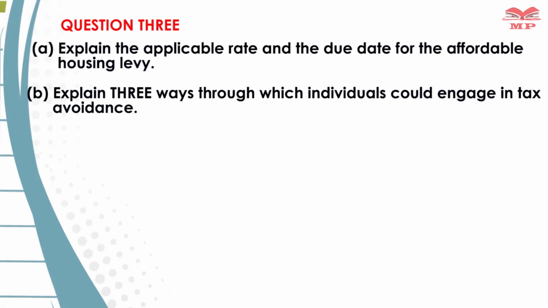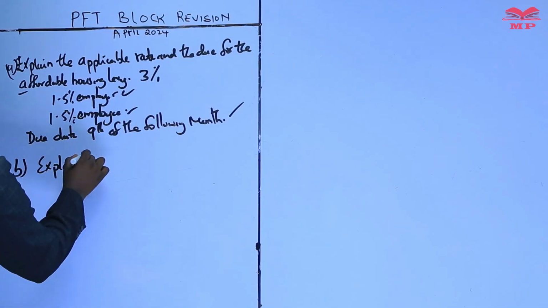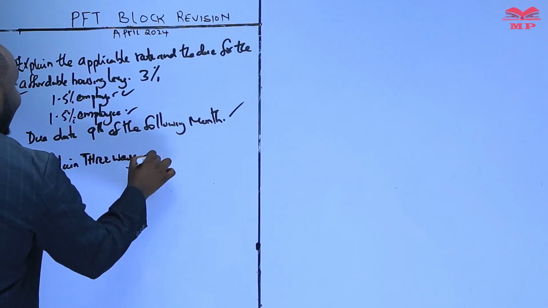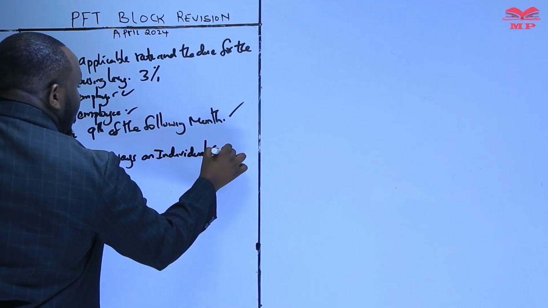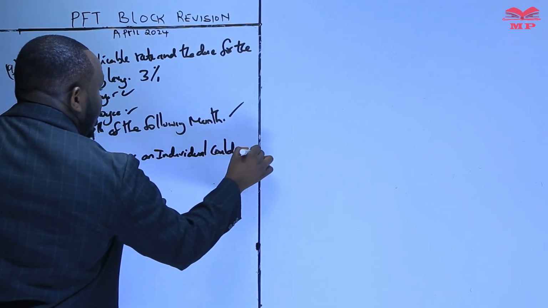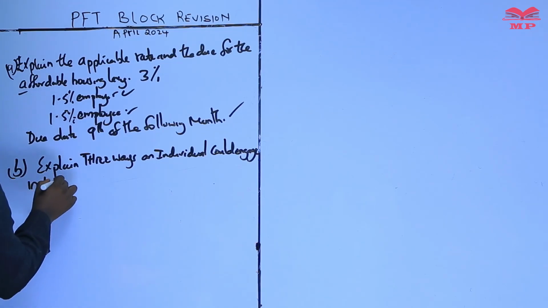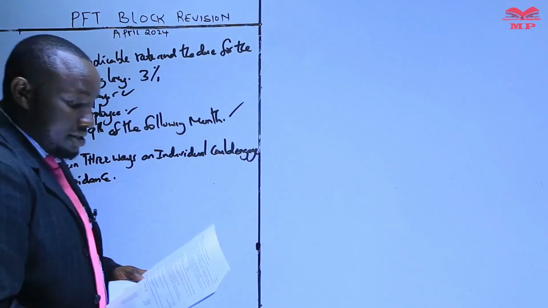Explain three ways through which an individual could engage in tax avoidance. 3B, explain three ways an individual could engage in tax avoidance.